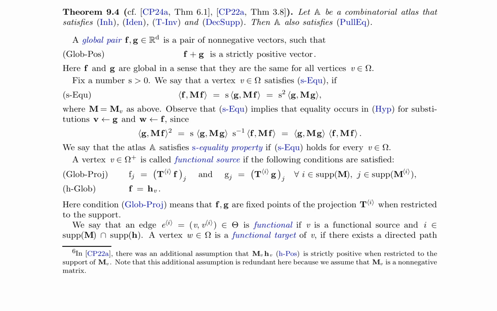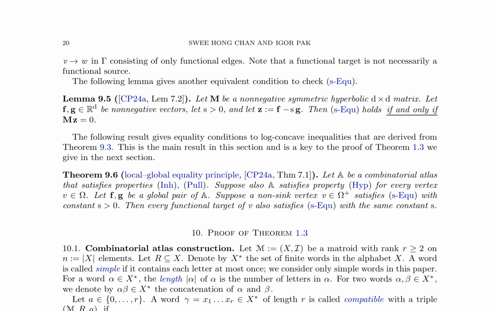In the proof of theorem 1.3, the authors construct a combinatorial atlas gamma, M, R, A, for a given matroid M equals X, I, and a subset R subset equal X. They define the matrix C, M, R, A, and show that it is non-negative and symmetric, with diagonal entries equal to 0. The authors then use this matrix to establish relationships between the vectors F, G, and the probabilities P, M, R, A, P, M, R, A plus 1, and P, M, R, A 1. These relationships are crucial for the proof of theorem 1.3, which is the main result of the paper.